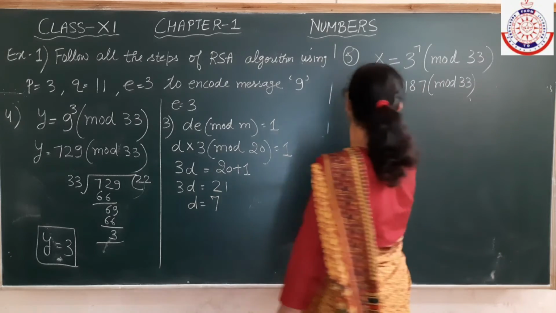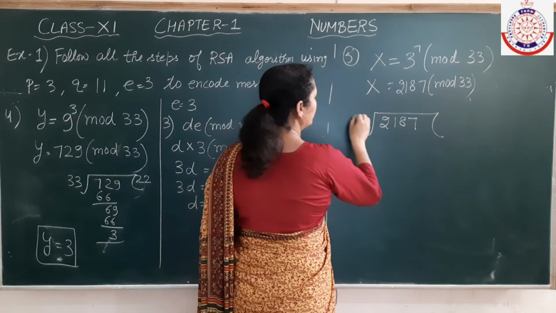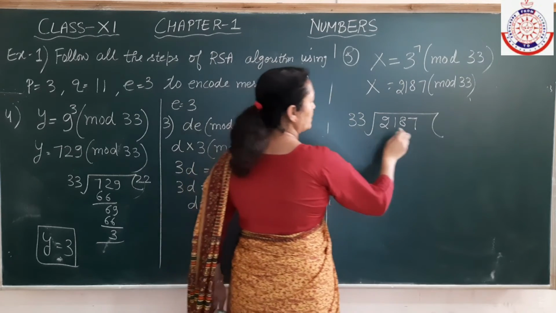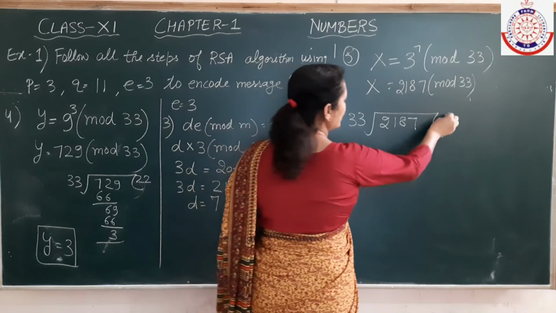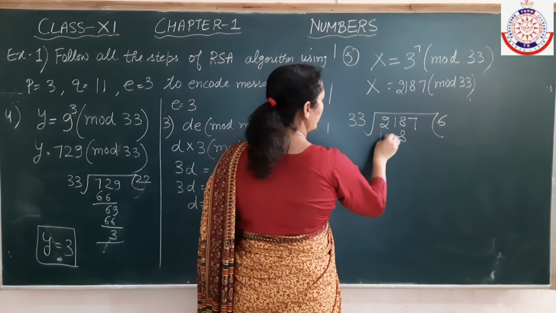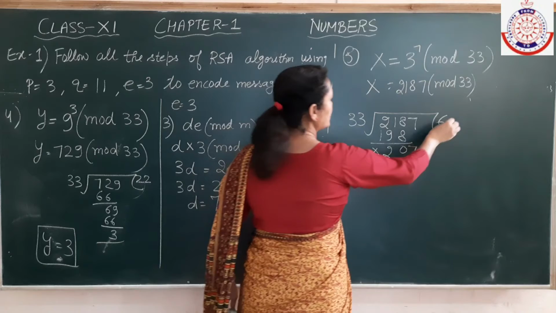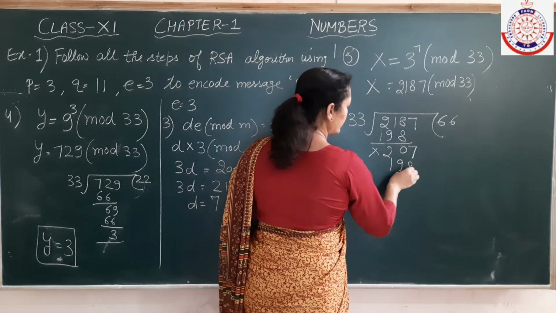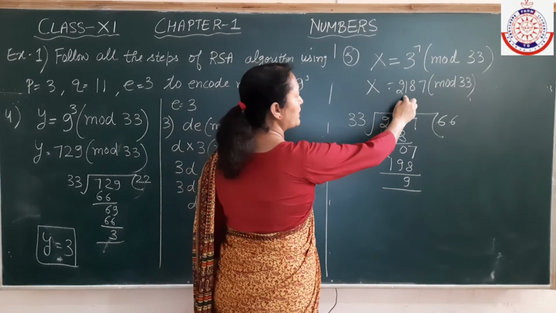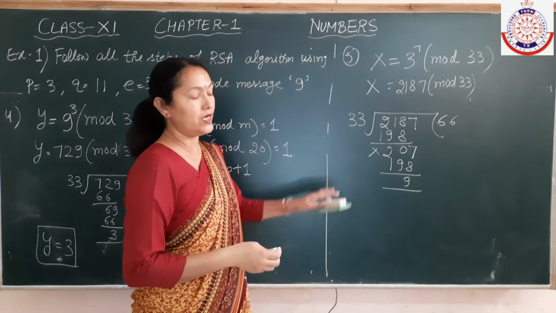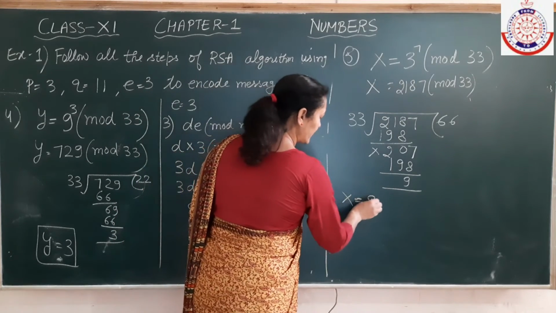So if we divide 2187 with 33, 33 7s are a little bigger, so 6. 33 6s are 198, and again with 6, 9. So what we have got? If we divide 2187 with 33, the remainder should be equal to 9, that is X equals 9.